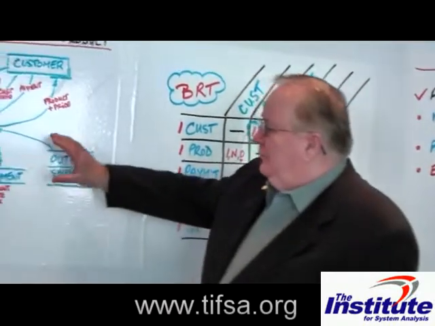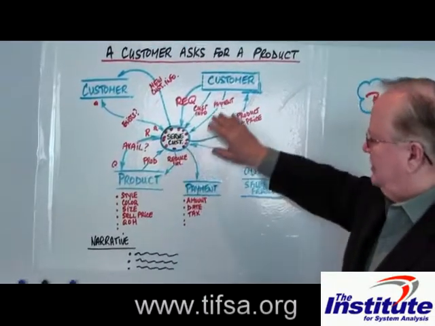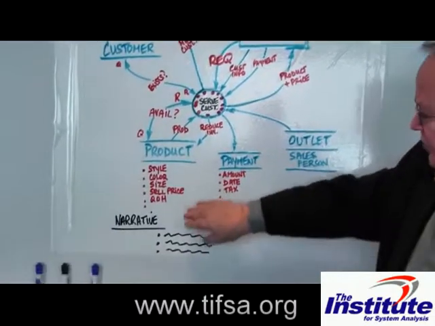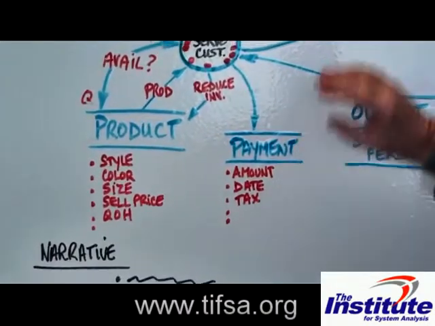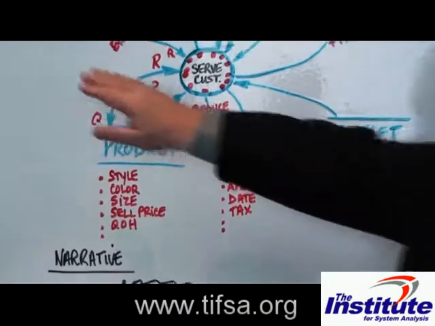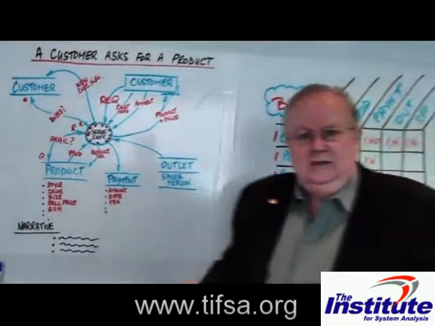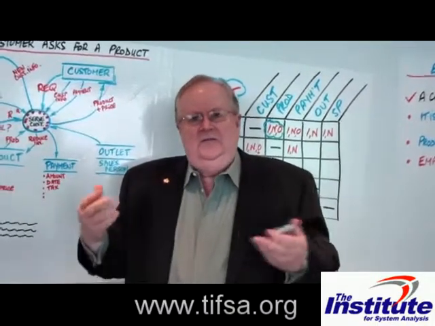Let's talk about data attributes. You remember when I went through this example that we found the need for some data attributes, and I put some under product, I put some under payment, and if we had taken more time, I would have put some under customer and outlet and salesperson as well. So how do I know where to put this stuff when I find the need for data?